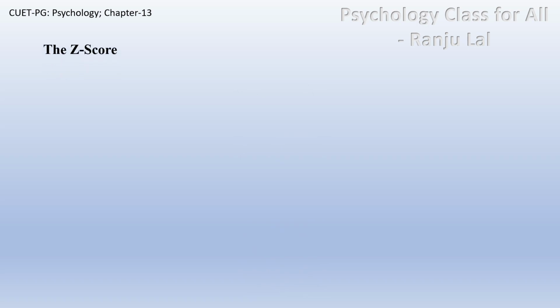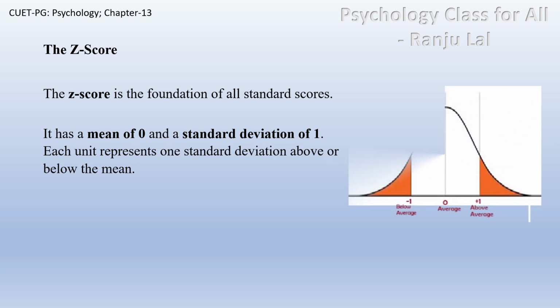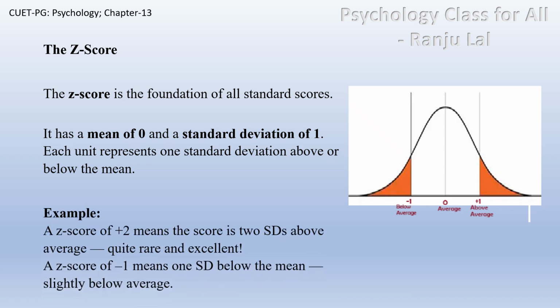The Z score. The Z score is the foundation of all standard scores. It has a mean of 0 and standard deviation of 1. Each unit represents one standard deviation above or below the mean. For example, a Z score of +2 means the score is 2 standard deviations above average, quite rare and excellent. A Z score of -1 means 1 standard deviation below the mean, slightly below average.